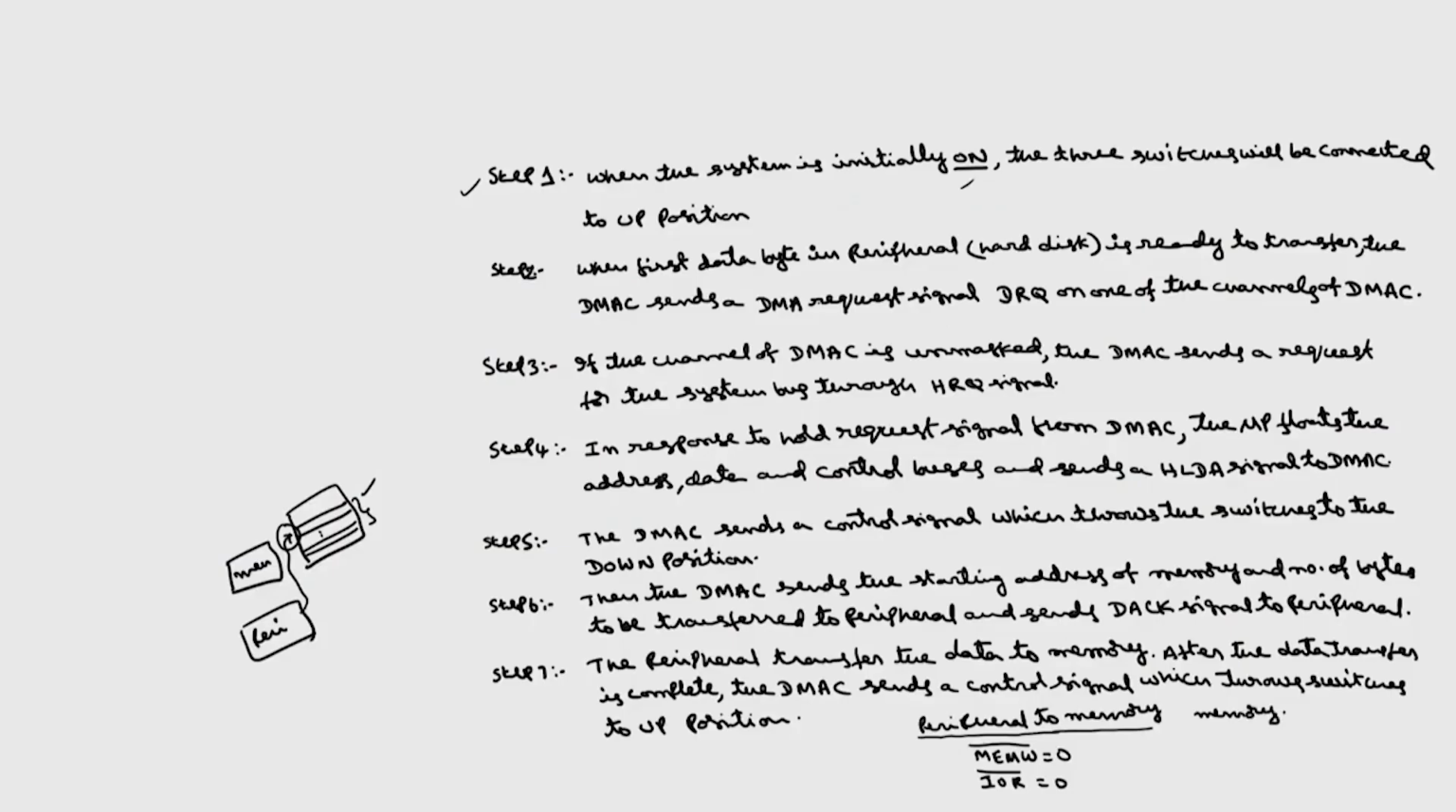Whereas in case of memory to peripheral, the other 2 signals will be low. Memory read will be 0 and IO write will be active low. Except for this, there is no difference in the data transfer between the memory and peripherals. So with this discussion, now we will go to the dedicated DMA controller, which is called 8237 or 8237A.